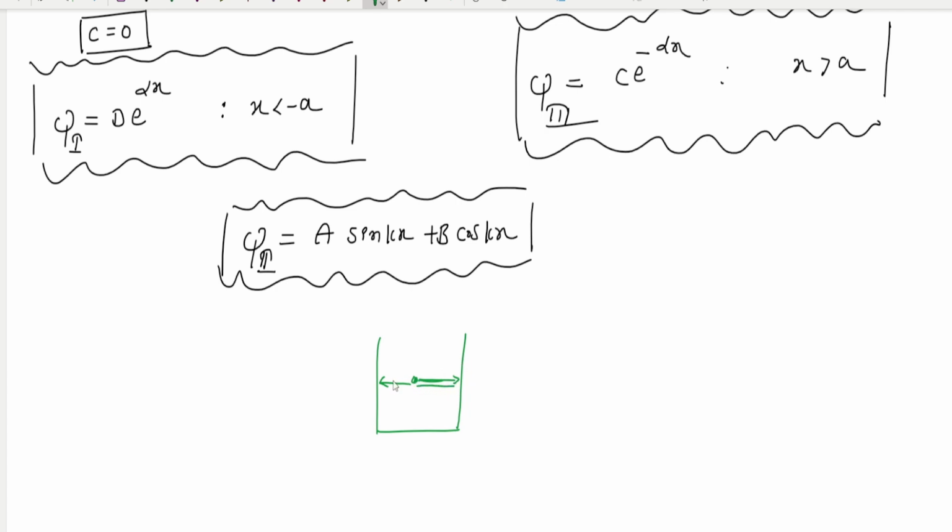It's going in the forward and backward direction. Oscillation. Sine function and cos function is there. Here, the wave function must be continuous at the boundary conditions also. Here also, the wave function must be continuous at the boundary conditions. This is x equal to minus a, and the boundary condition is x equal to plus a.